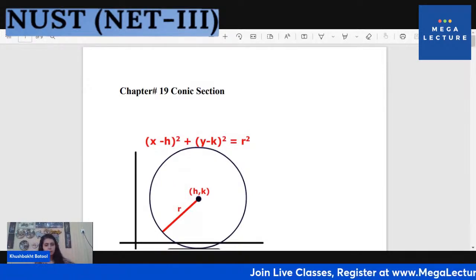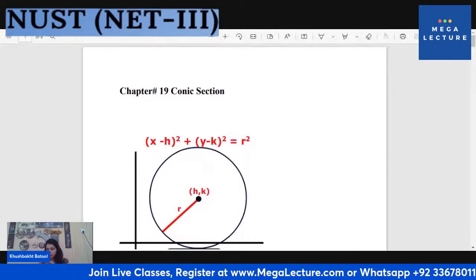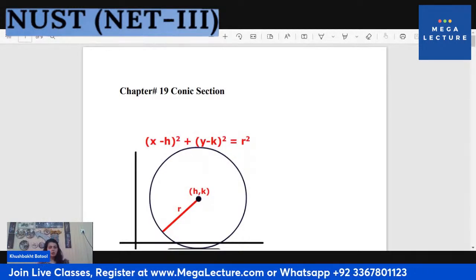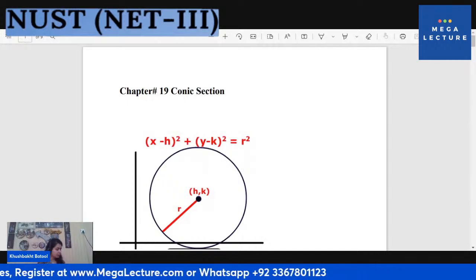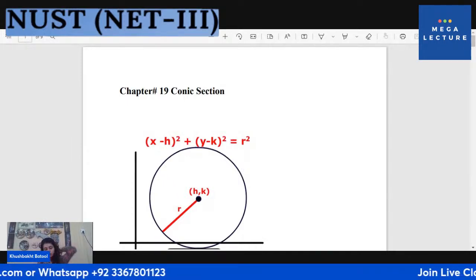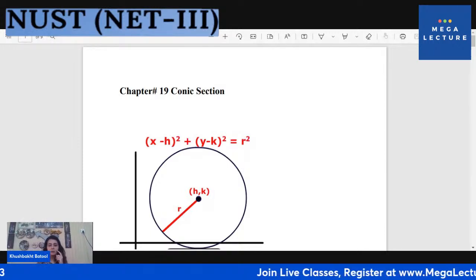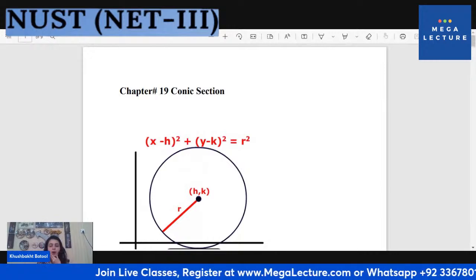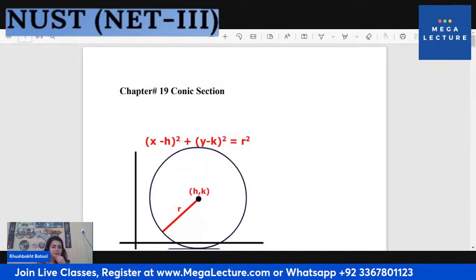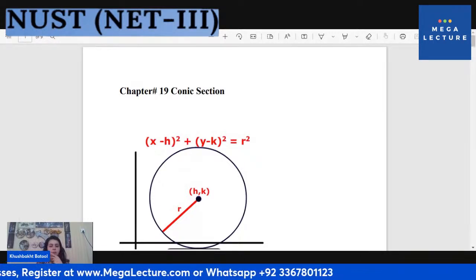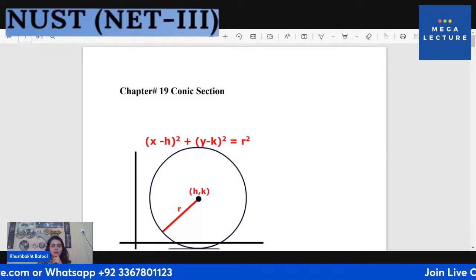So today we will be talking about some more NUST entry test past paper questions which are from the 19th chapter, that is the Conic section, and it is one of the most important chapters. So please stay attentive, okay? All right, but as usual, before talking about the past paper questions, we will be discussing the contents of this and we'll have a quick overview.